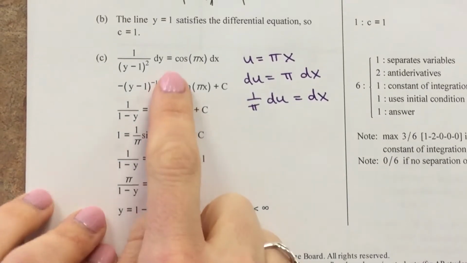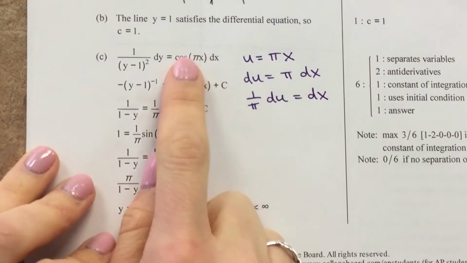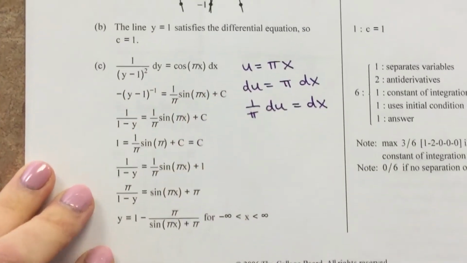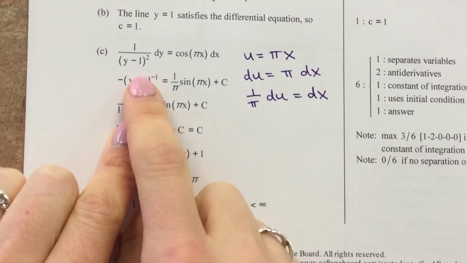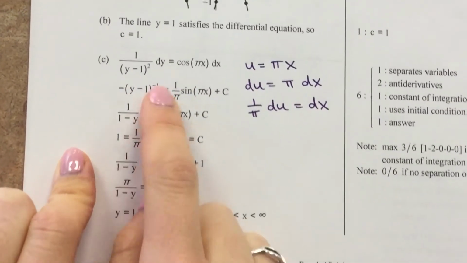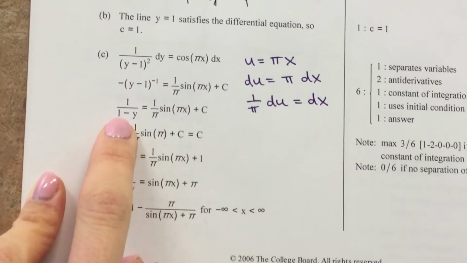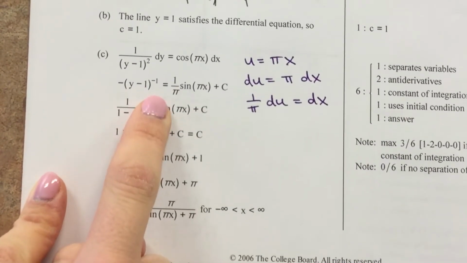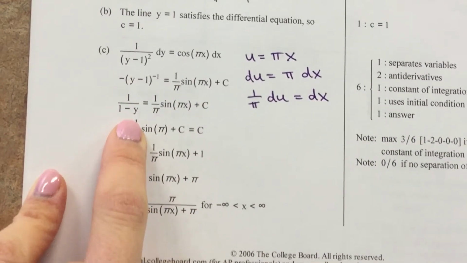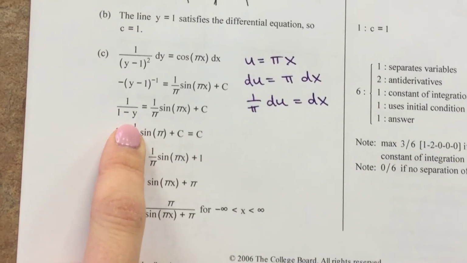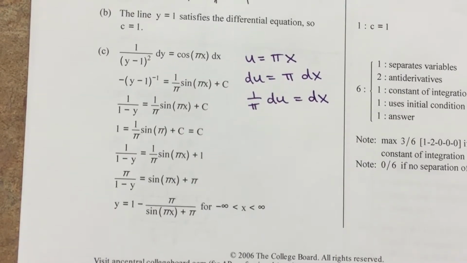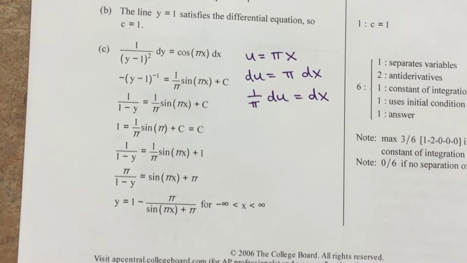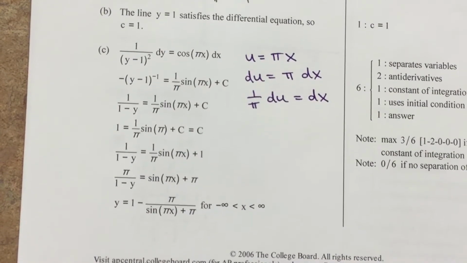So then you could think of this as the antiderivative of cosine u, then this would be sine u, and it would have a 1 over pi out front. So this next line, they just rewrote this right here. What they did is they took the negative sign and distributed it to the y minus 1 and made it 1 minus y instead. You could definitely just leave the -1 in the numerator if you wanted to do it that way. You could multiply the negative over to the other side. This is just one option of how they got to the final answer. If your final equation is right, then you're good.